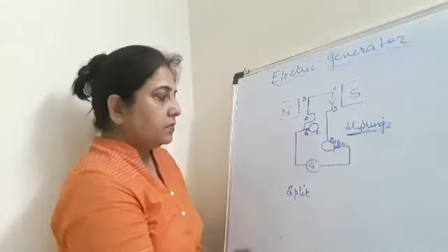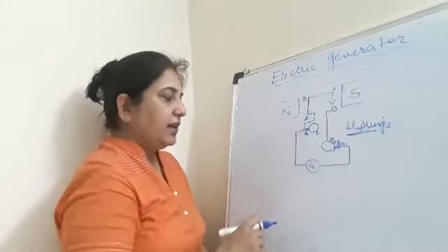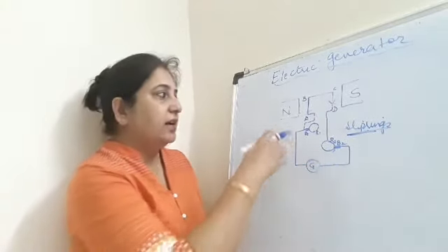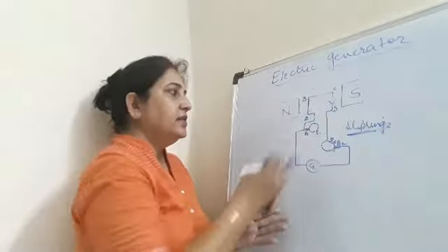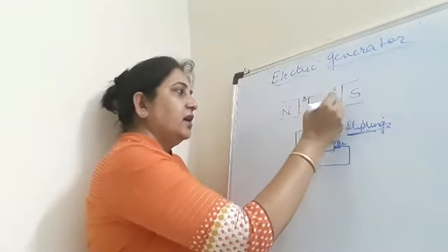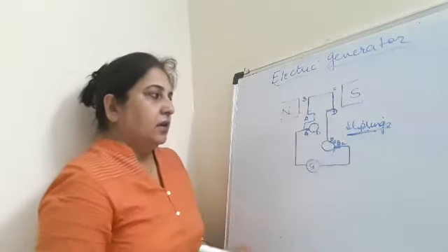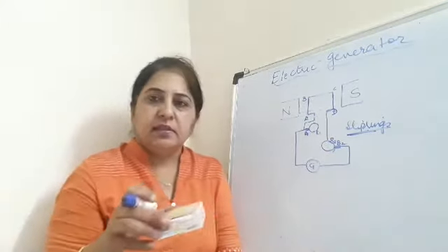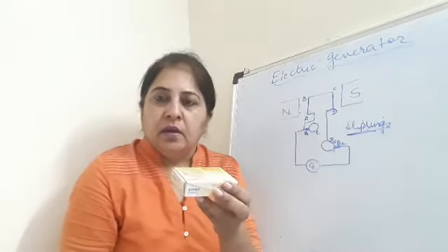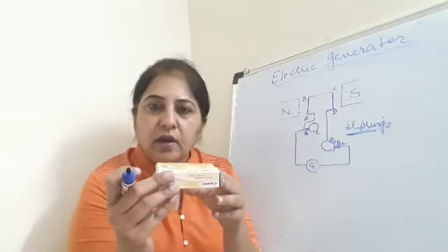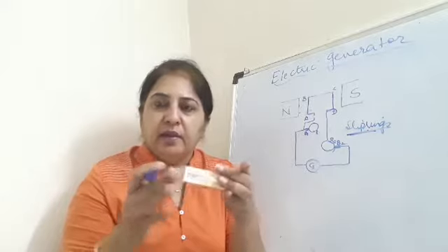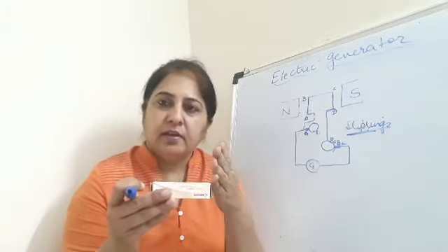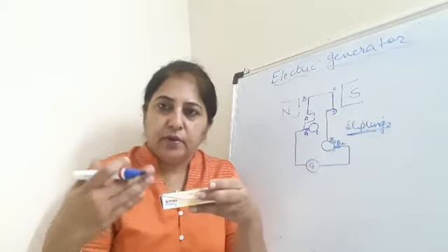Then you can see there is a G, that is a galvanometer, and this galvanometer will show the deflection because the current will start flowing in the coil. We will now understand how the working of this generator takes place. Suppose this is a rectangular coil, placed between the two magnetic poles, north and south, and the direction of the magnetic field is always from north to south, right?